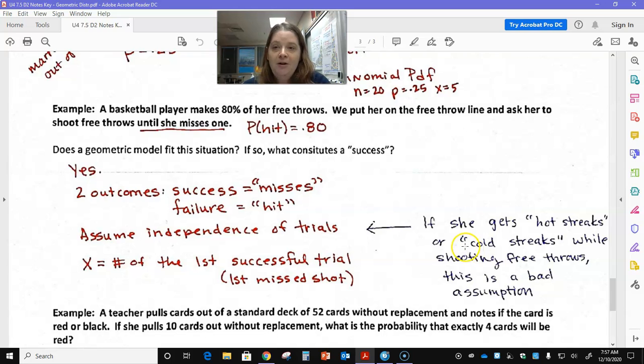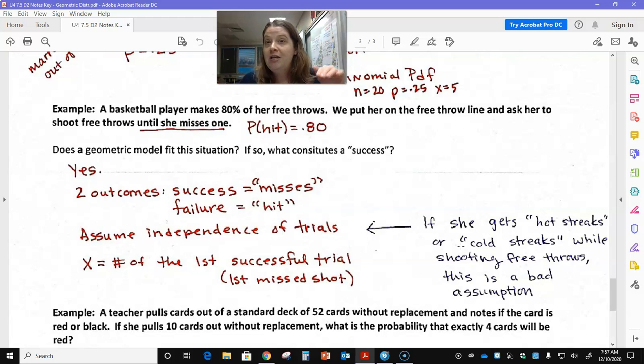A basketball player makes 80% of her free throws. We put her on the free throw line and ask her to shoot free throws until she misses one. So the probability of getting a hit is 80%. It says, does this fit the geometric model for this situation? If so, what constitutes a success? The first thing for geometric is that it's waiting time. Are we waiting until something happens? That seems pretty set.